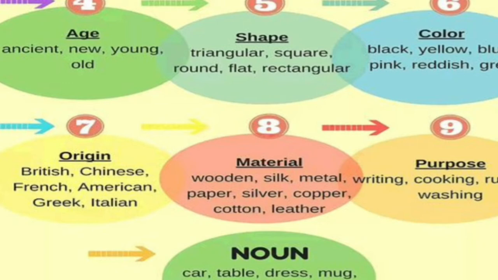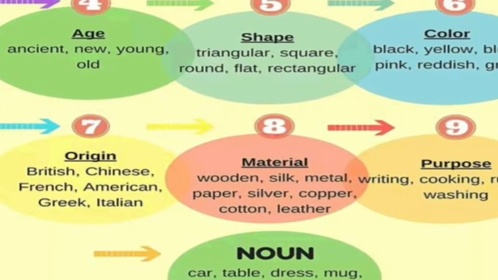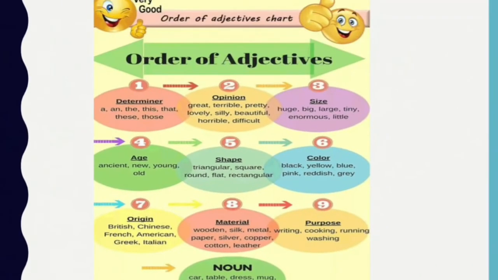Then the purpose. What will come as purpose? Writing, cooking, running, washing, like that. And at the end you are going to write the noun. Understood? So this is the sequence you are going to follow. Now you must be thinking, how will you remember this sequence? But in your book there is one tip given.